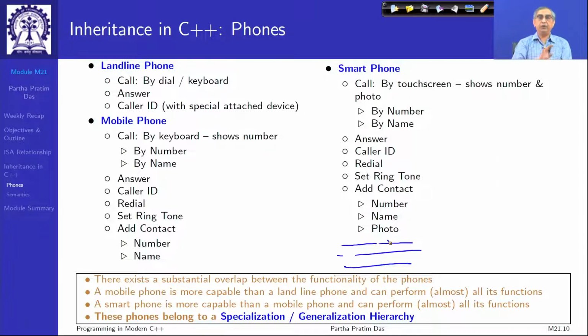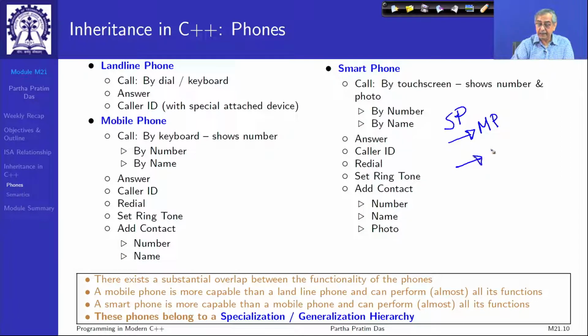For example, I am not talking about the non-phone functionality of smartphones, like you can go to YouTube, run apps and all that. I am not talking about those, but I just want to stay focused on the basic purpose of the phone, which is to make calls and to receive calls, right. So, this belongs to a specialization, generalization hierarchy. So, I can say smartphone is a mobile phone is a landline phone very easily, right. So, these are the different kinds.